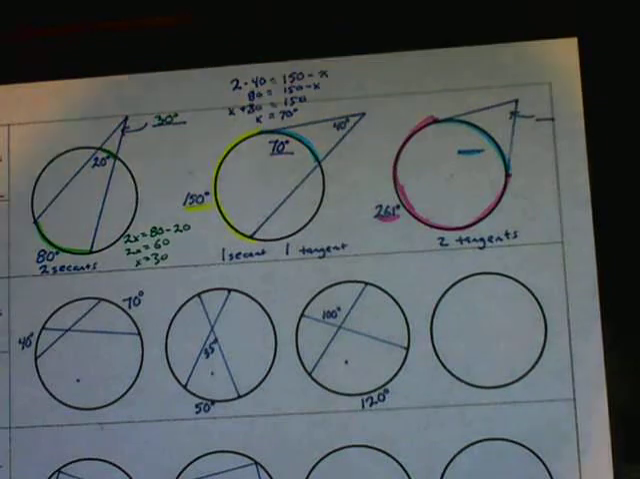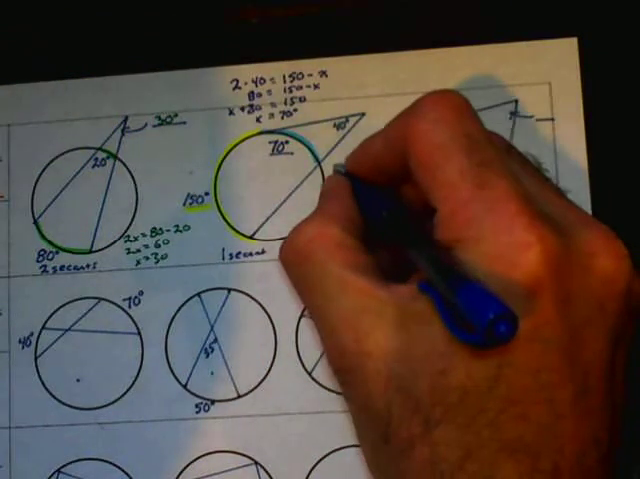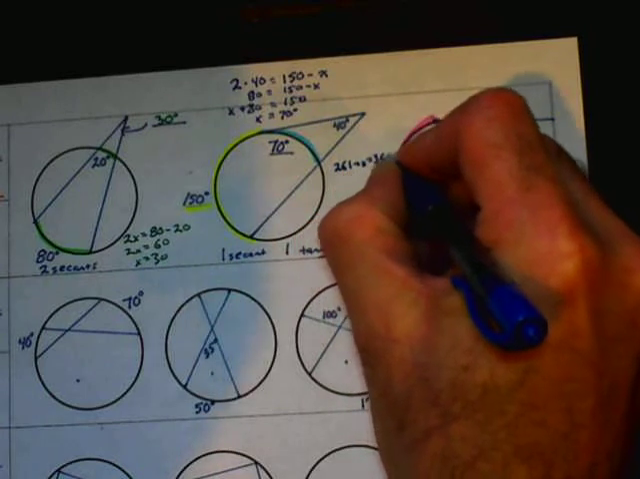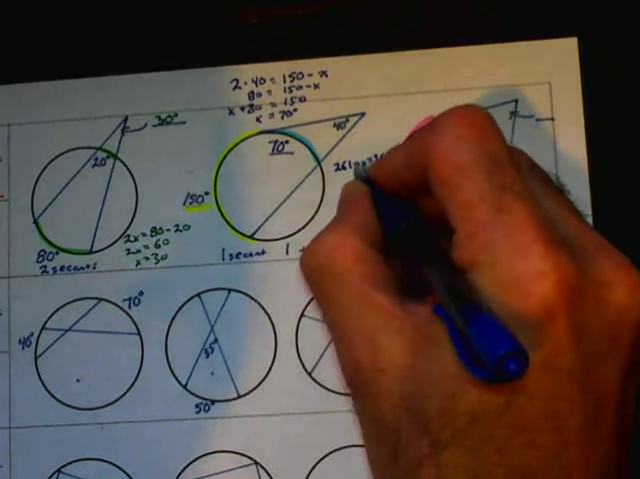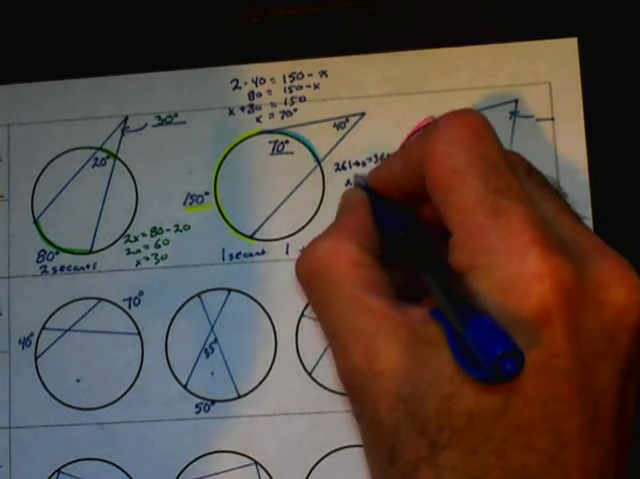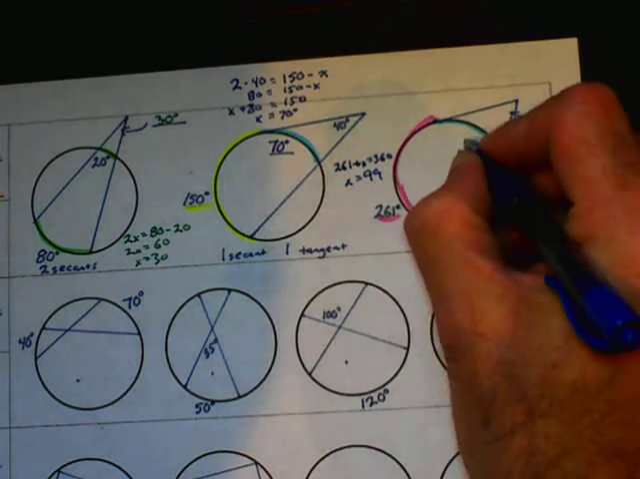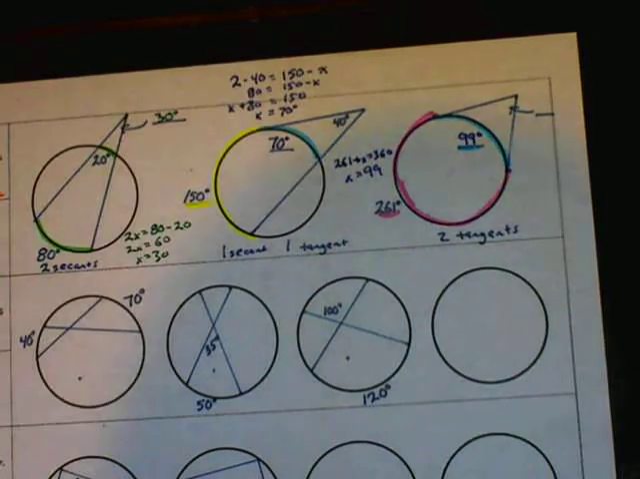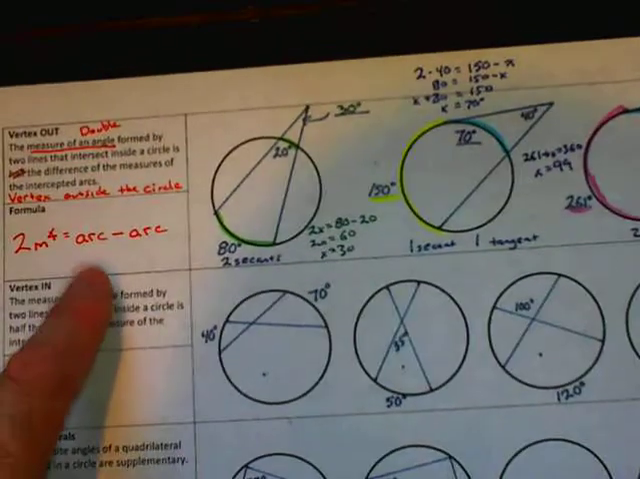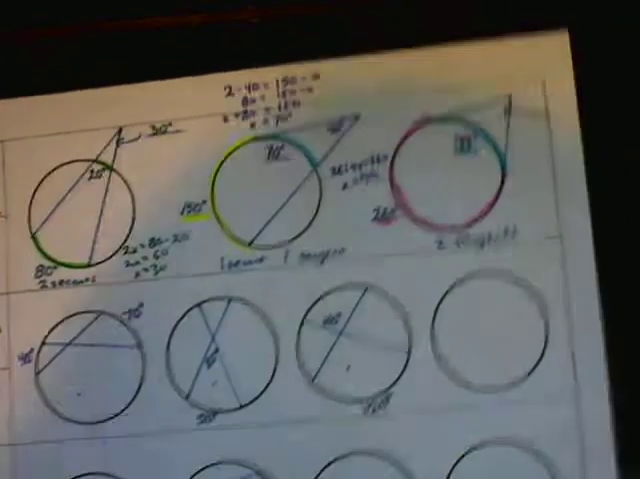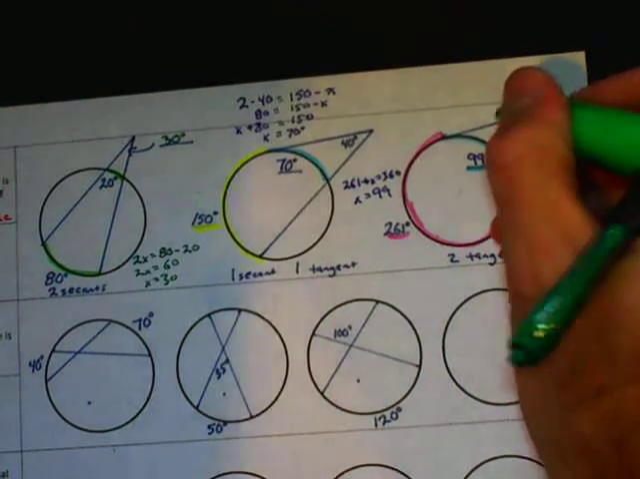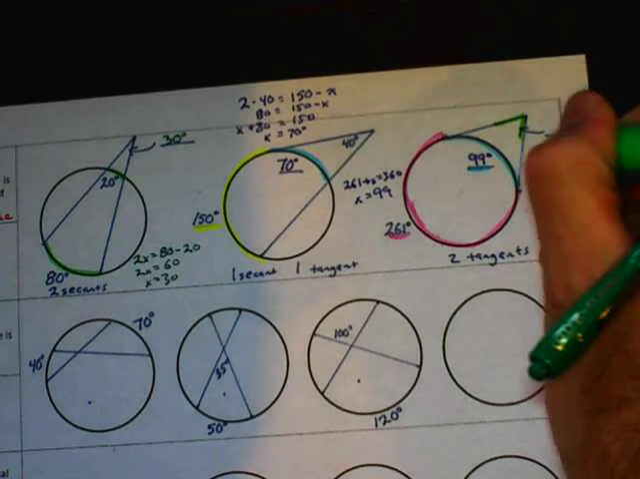261 plus x has to equal 360. Subtract 261 from both sides. X equals 99. And once I have that, now I can use that formula we've been using all along. So I'm going to go ahead and set up that formula to solve for this angle measure right here, which is what I'm trying to find.